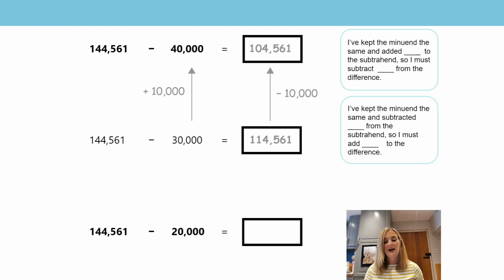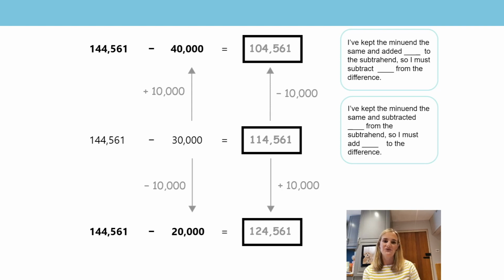Excellent. Okay. And from the middle one to the bottom one, yes, this time the subtrahend has decreased by 10,000. And so our difference must increase by 10,000. Or we can use the stem sentence, I've kept the minuend the same and subtracted 10,000 from the subtrahend, so I must add 10,000 to the difference. And again, because we're only adding 10,000, we can use our place value and we can see that 114,561 add 10,000 is 124,561. Brilliant. Let's move on.